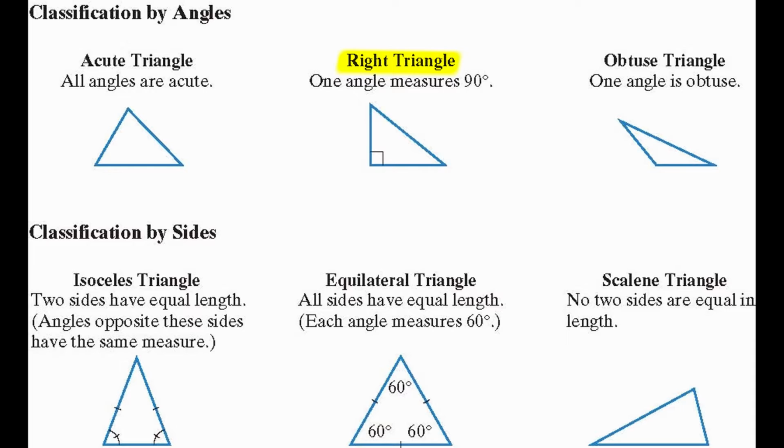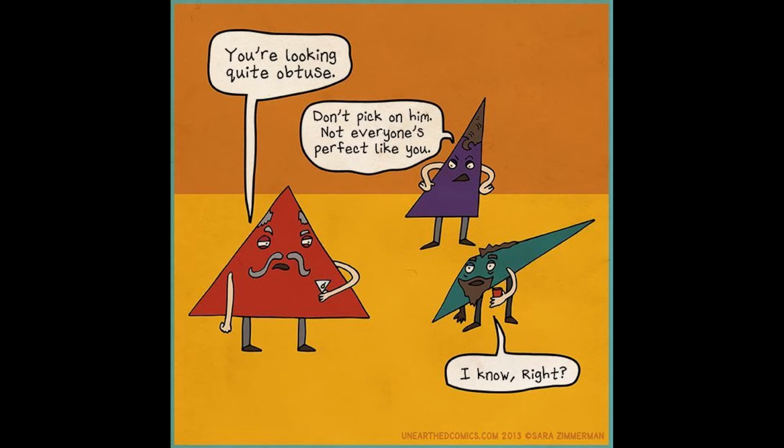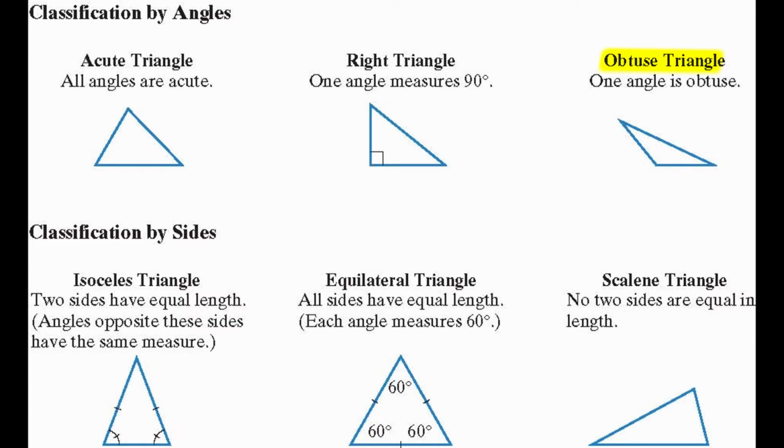There are some really special relationships with right triangles that we'll be seeing more of later. And then our last case for angles is the obtuse triangle, which is formed by one angle being greater than 90 degrees, but it still has to be less than a straight angle, otherwise you just make a line. On the other hand, if we classify by sides, we can have what is called an isosceles triangle, where 2 sides have the same length. So you can think of that third side as being isolated, hence the name isosceles.